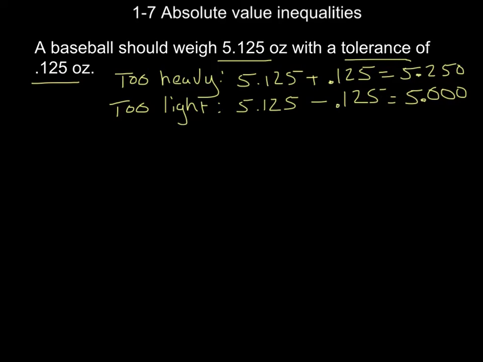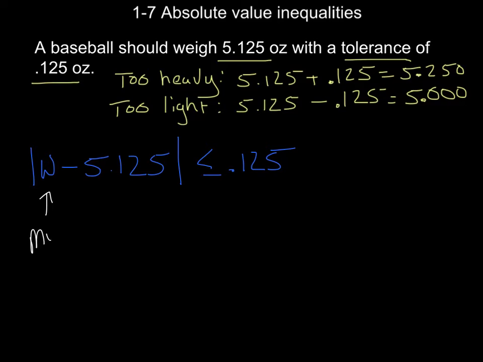So one way to represent this mathematically is using an absolute value. So something like this. The absolute value of W minus 5.125 is less than or equal to 0.125, my tolerance. Now this requires a little explanation. So W, let's say W is a baseball that I have. So we'll call that my ball. Now my ball, I would love for it to be the perfect weight, 5.125, but odds are it's not. 5.125, however, is the perfect weight.